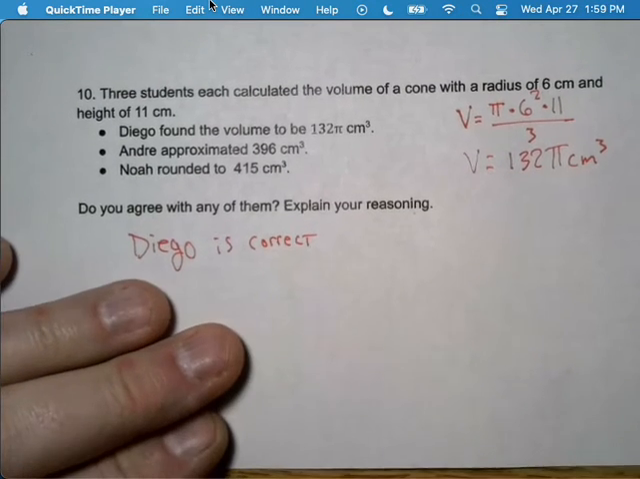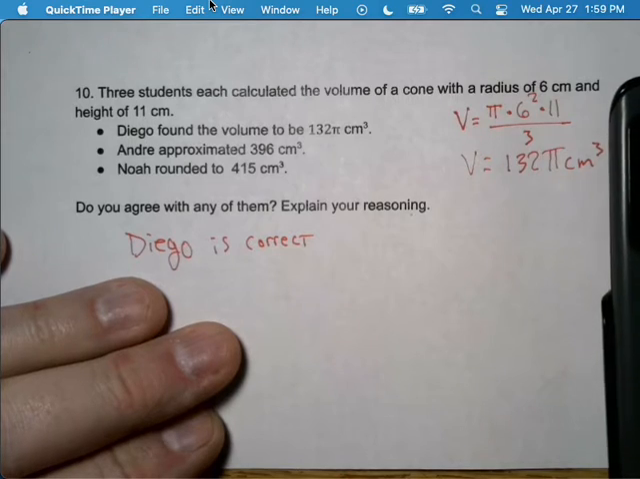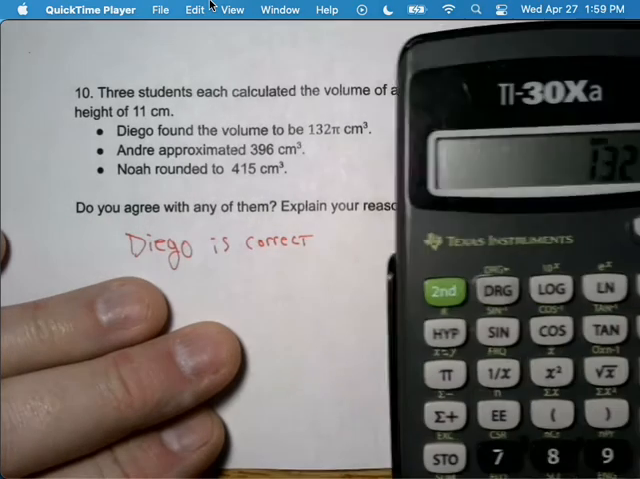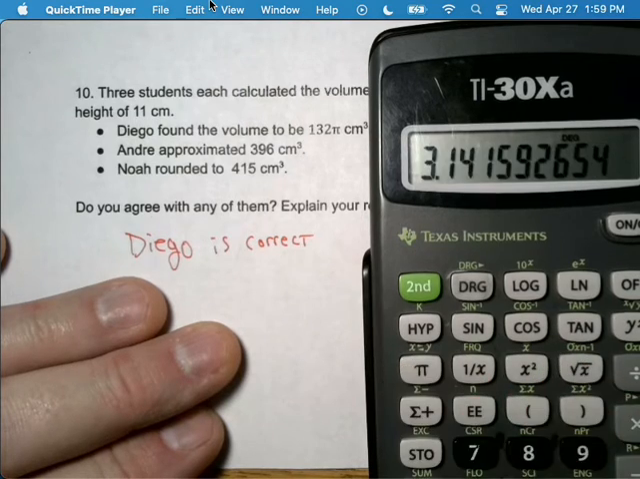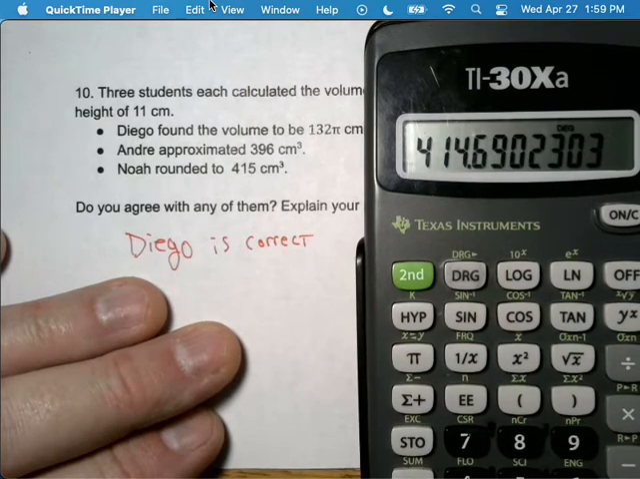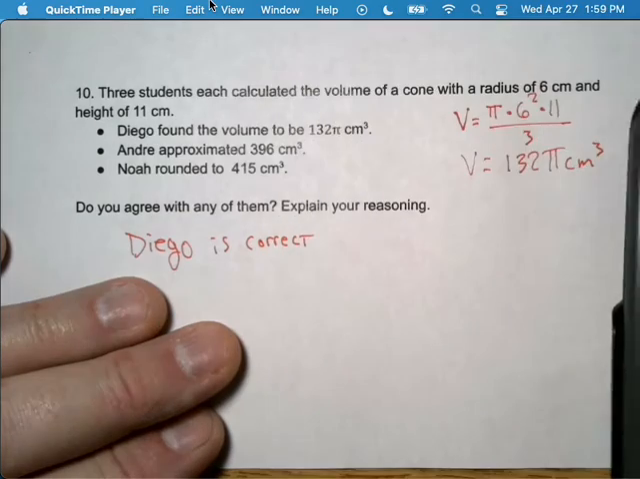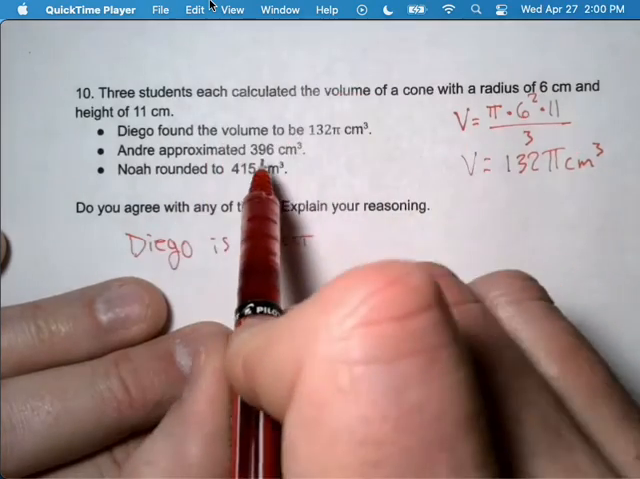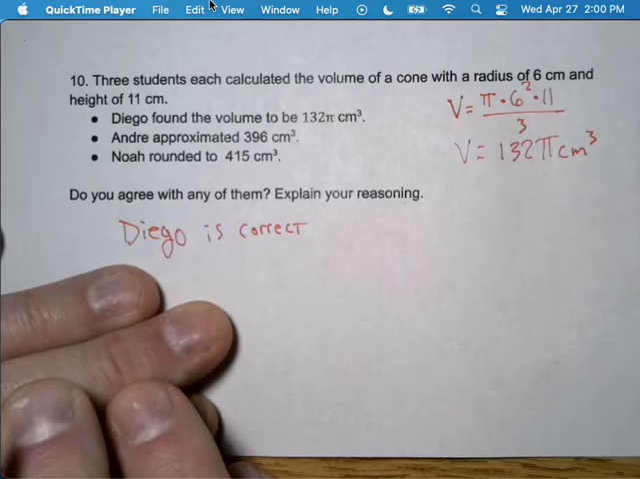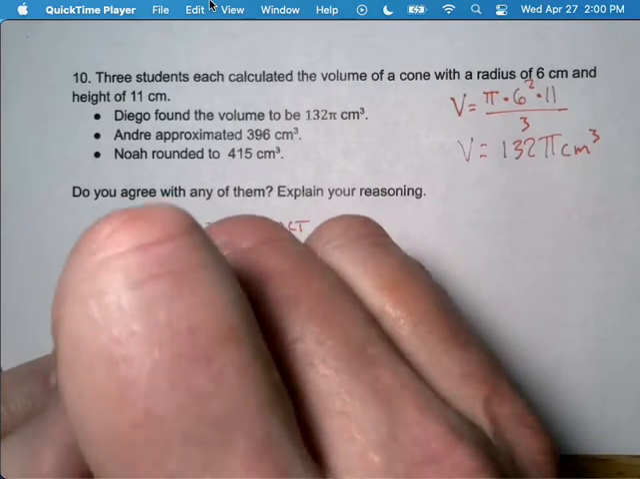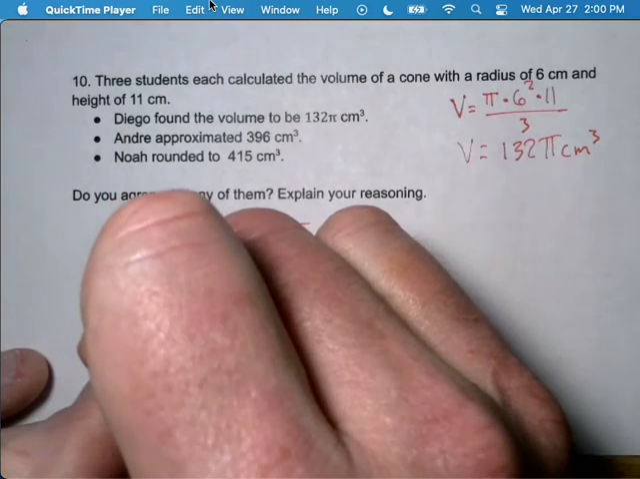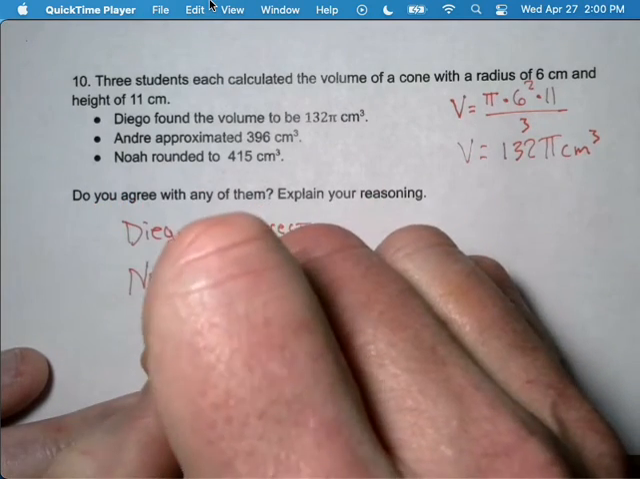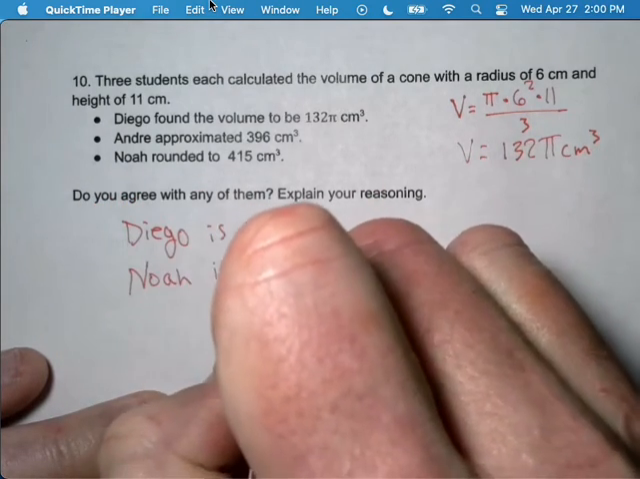And then Noah is the closest. Okay, so 132 times pi is 414.7, which, if we round that up, would be 415 centimeters, right? So we would also accept Noah's answer as well, right? Because it says that Noah rounded it, Noah is correct, okay.